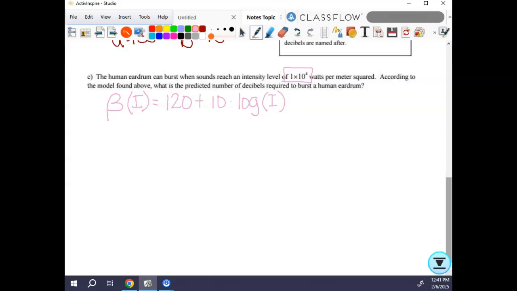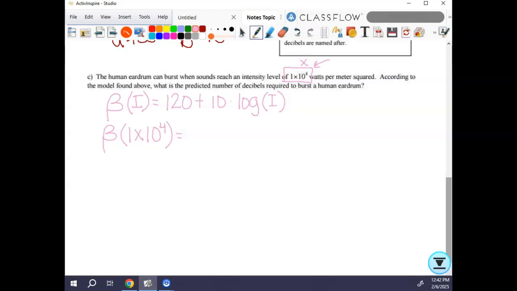Now, we are supposed to find the predicted number of decibels that could burst an eardrum based on what they told us. So is this right here an input or an output? Input. So that means I want beta of 1 times 10 to the 4th. Now, although it's my input and it's the I here, on Desmos it's the X.